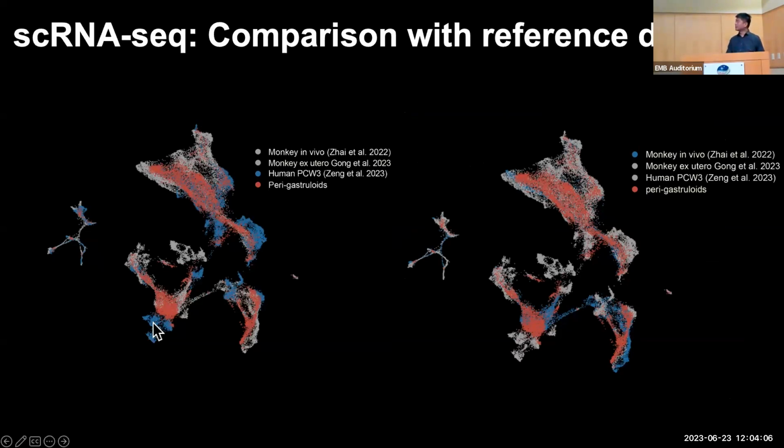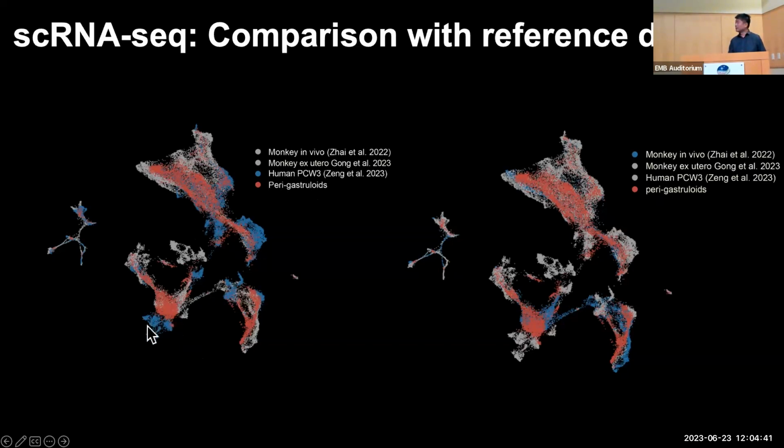So a couple of weeks ago, there was a dataset on human post-conception week 3 embryos, which roughly corresponds to Carnegie stage CS10, a little bit later than our structures. But we do see very nice correlations. For example, the red color here is our dataset, and the blue color on this side is the human embryo dataset at week 3. We see largely overlap in different clusters, but we do see some differences.